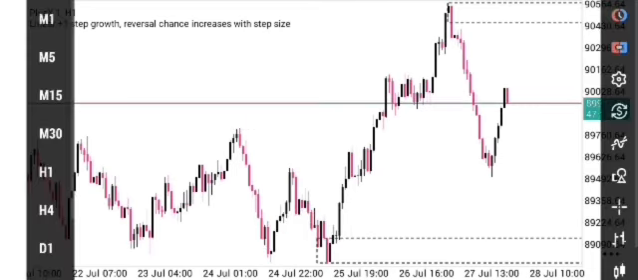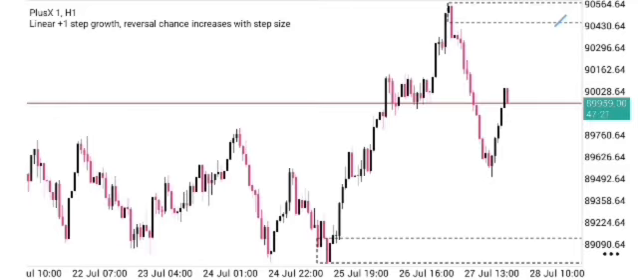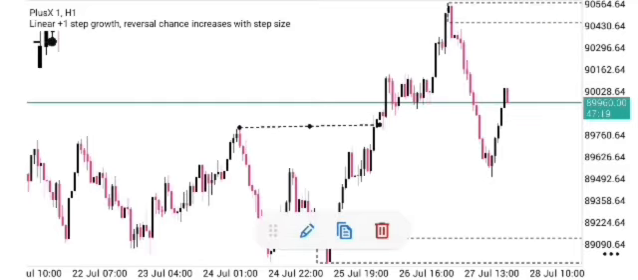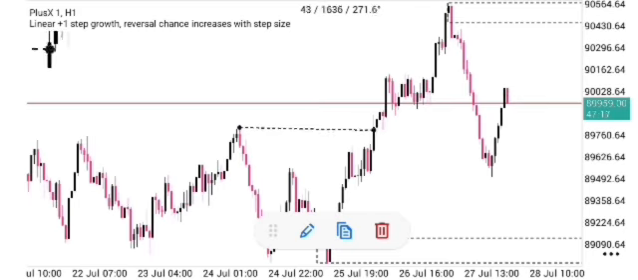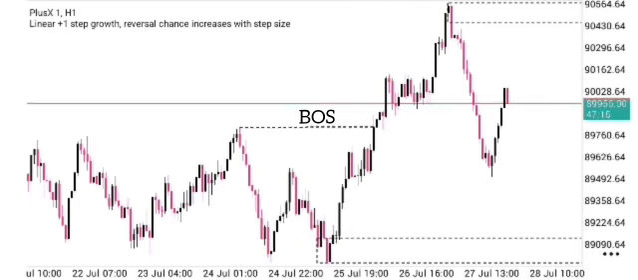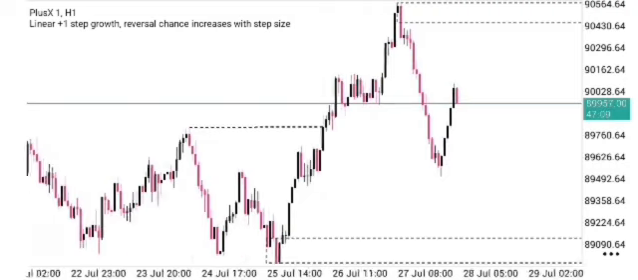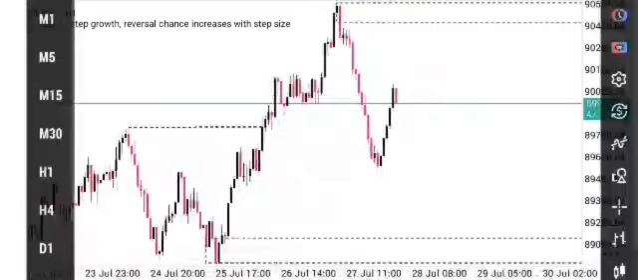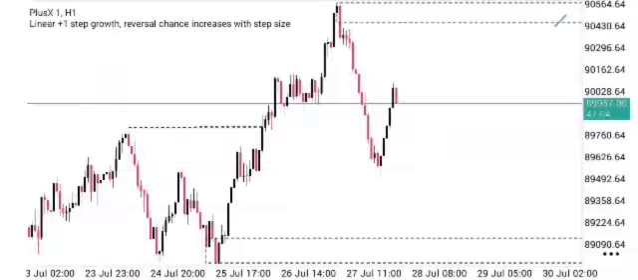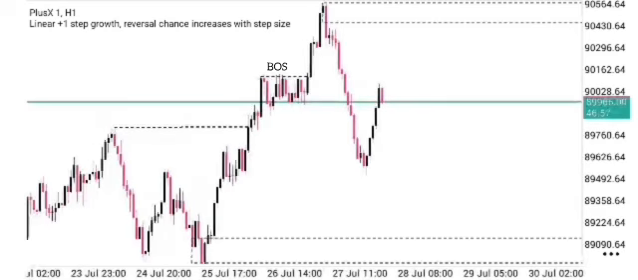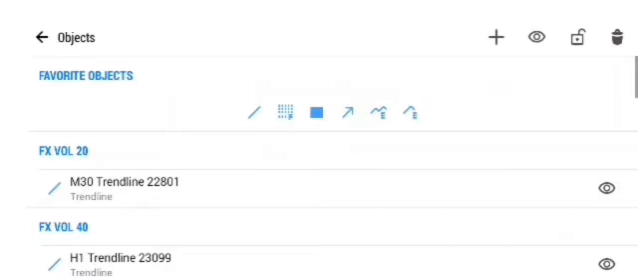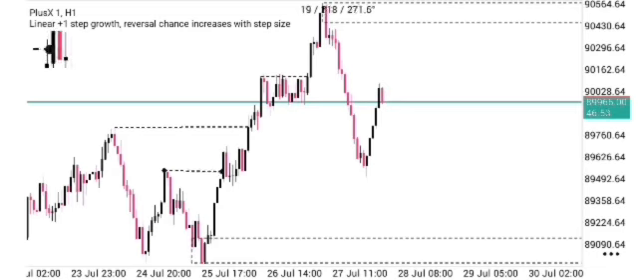I'm gonna mark this one, which is our break of structure to the upside, since the market is in a bullish trend, right? And then we have another break of market structure right here. This is another break of structure. Let me just mark this one, even though it's internal.